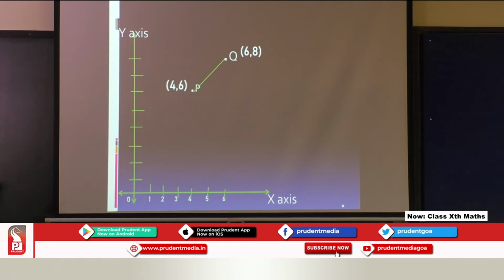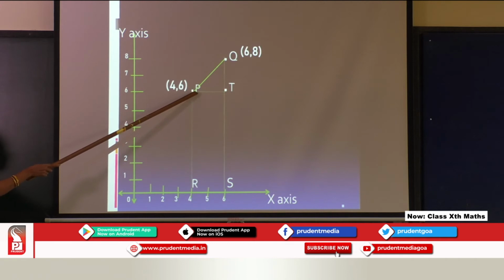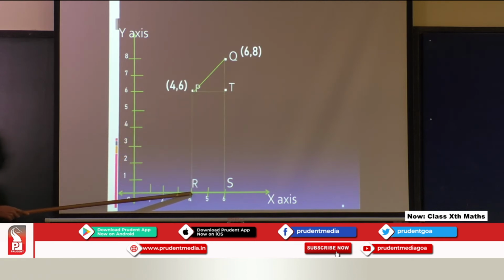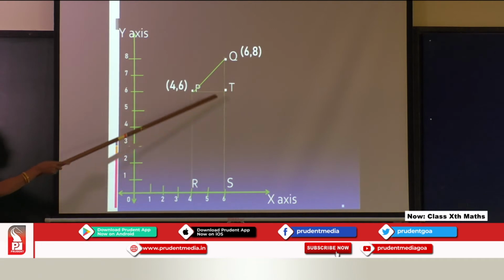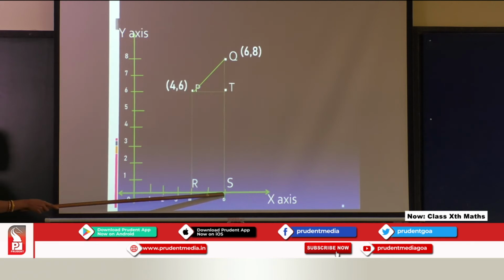Now how to find the distance between these 2 points? Can we use Pythagoras theorem here? Let us see. Now let us join. Let us draw the perpendicular from P to the x-axis and also draw a perpendicular from Q to the x-axis. And one more perpendicular from P to this line, joining this at T point. So this perpendicular from P touches the x-axis at R and from Q it touches the x-axis at S. So we again get the 2 points on the x-axis.